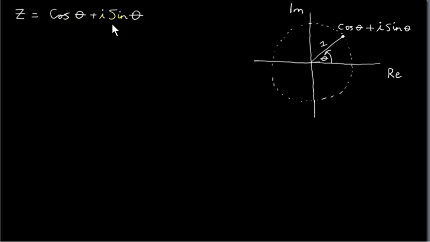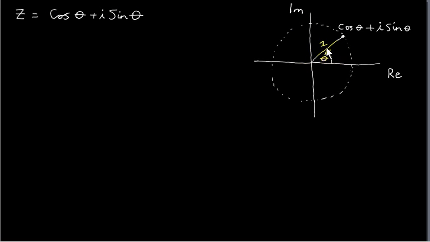Let's look at this complex number here. Now this complex number is in polar form. Its modulus is 1 because a complex number in polar form has the form r cos theta plus i sin theta, and here r must be 1. So this complex number, which I'm calling z, is a point on the unit circle. That is a circle of radius 1 in the complex plane.